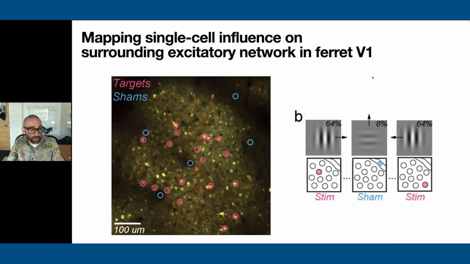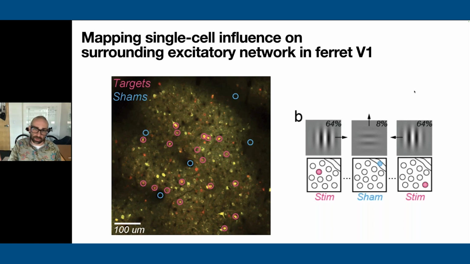Okay, so here is the experiment in question. The way the experiment works is that we express the indicator and the opsin in an animal. We place a window, and then we identify target neurons for photostimulation. Those are the cells in pink. We also identify a bunch of sham locations, and typically we choose regions that are out of focus or blood vessels. These are areas that we're going to stimulate that we expect not to have any effect on the network, but we can use to calibrate our measurements.